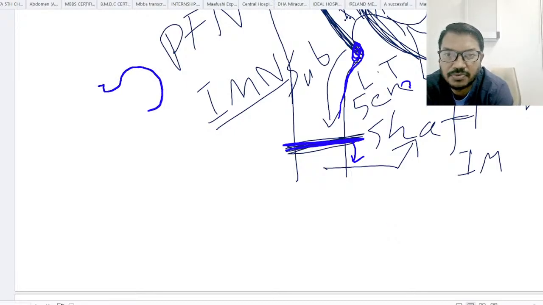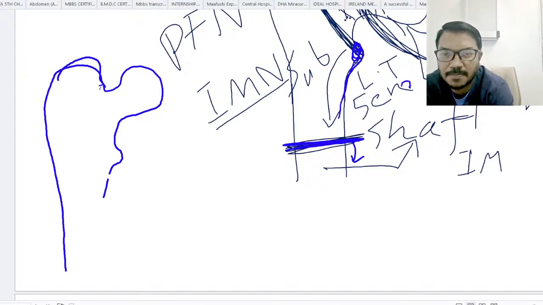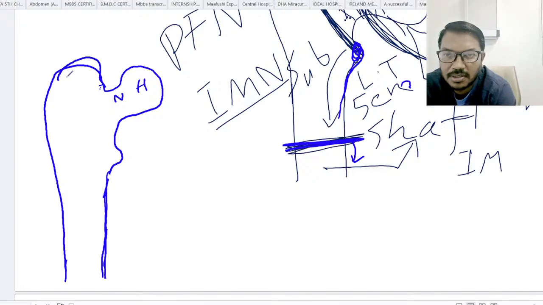This is the head of the femur, the neck, the lesser trochanter, and here will be the greater trochanter. Okay, this is the femur: head of the femur, neck of the femur, greater trochanter, lesser trochanter. Now we are reading fracture of the neck of the femur, right?